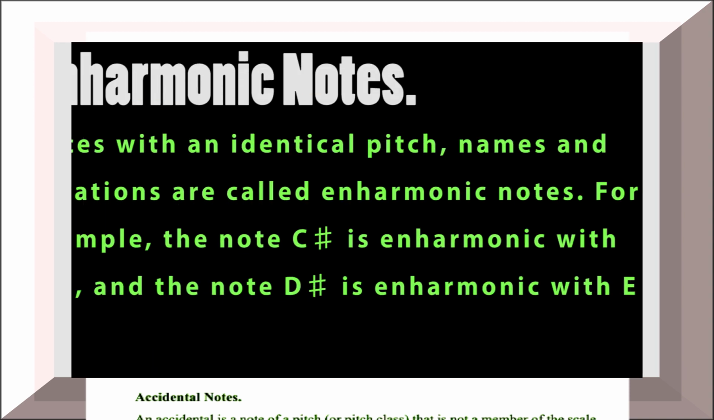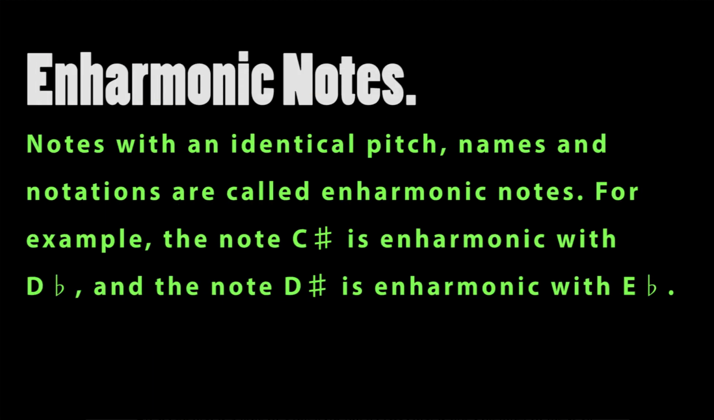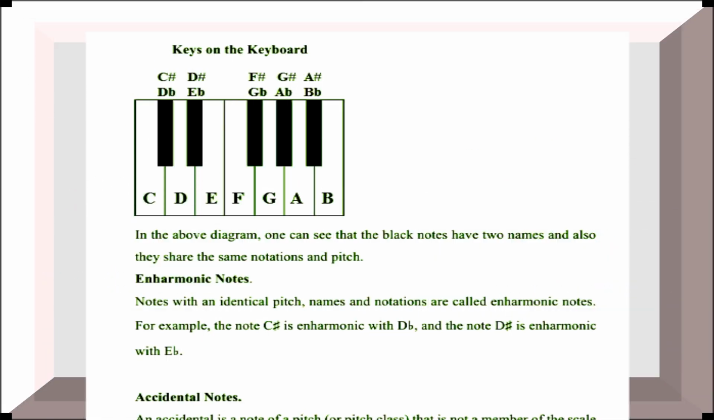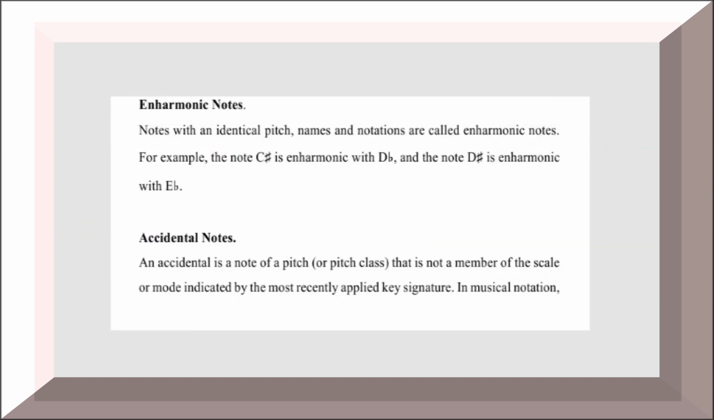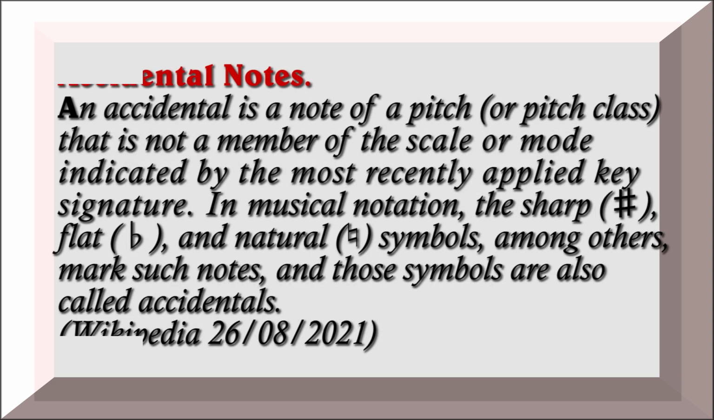Enharmonic notes or keys. Notes with an identical pitch, but different names and notations, are called enharmonic notes. For example, the note C sharp is enharmonic with D flat, and the note D sharp is enharmonic with E flat. So talking of notation, we are now defining what they are called.